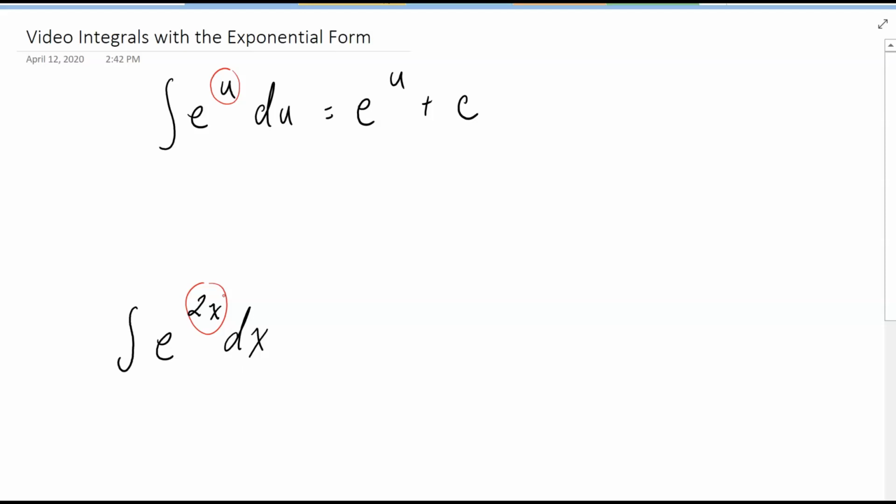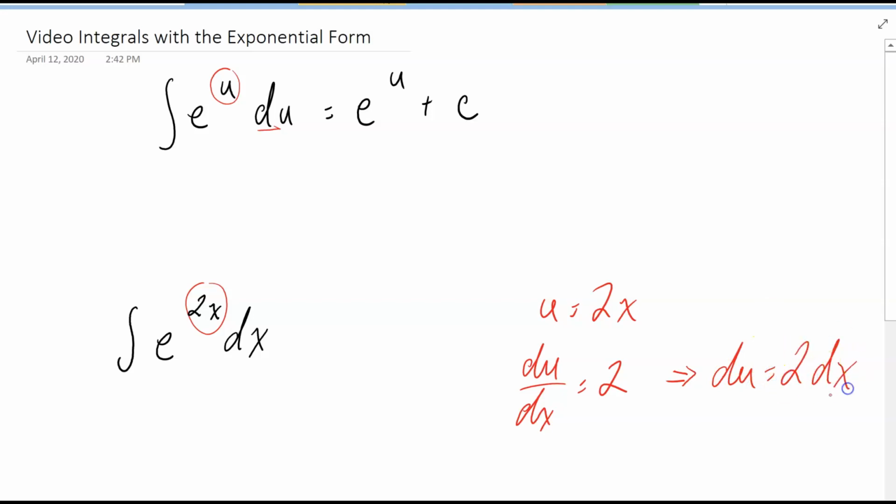And what we will begin, as we have in many other examples, is saying, okay, then u is equal to 2x. What is du then? So du by dx is 2. But we need just du, and so we take that one step further. Du is equal to 2dx.